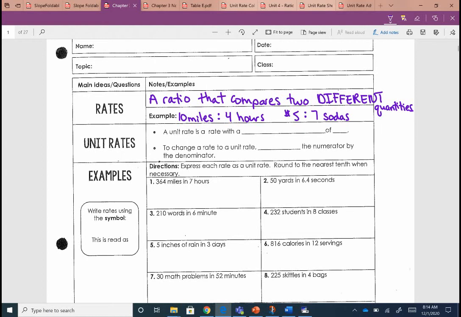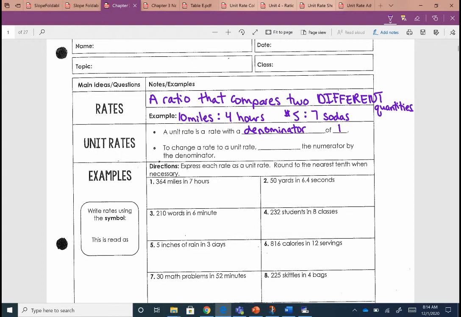Now, if we want to get a little more specific, our focus wants to be on unit rates. A unit rate is a rate with a denominator of 1. Remember, the denominator is the bottom number of a fraction. So we have something like 10 miles to 4 hours, $5 per 7 sodas. I want to be able to figure out how many miles for just 1 hour, how many dollars for just one soda. We want to break it down per unit.